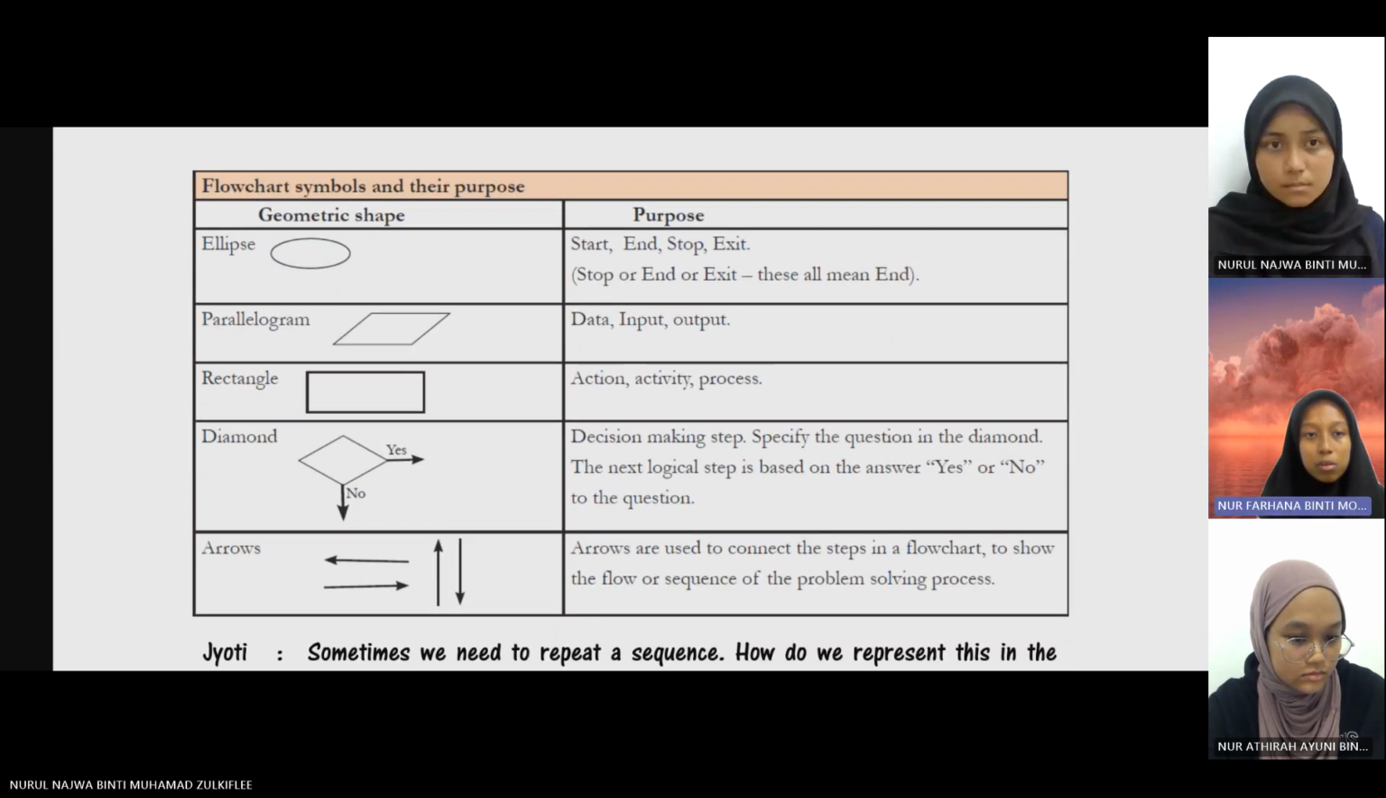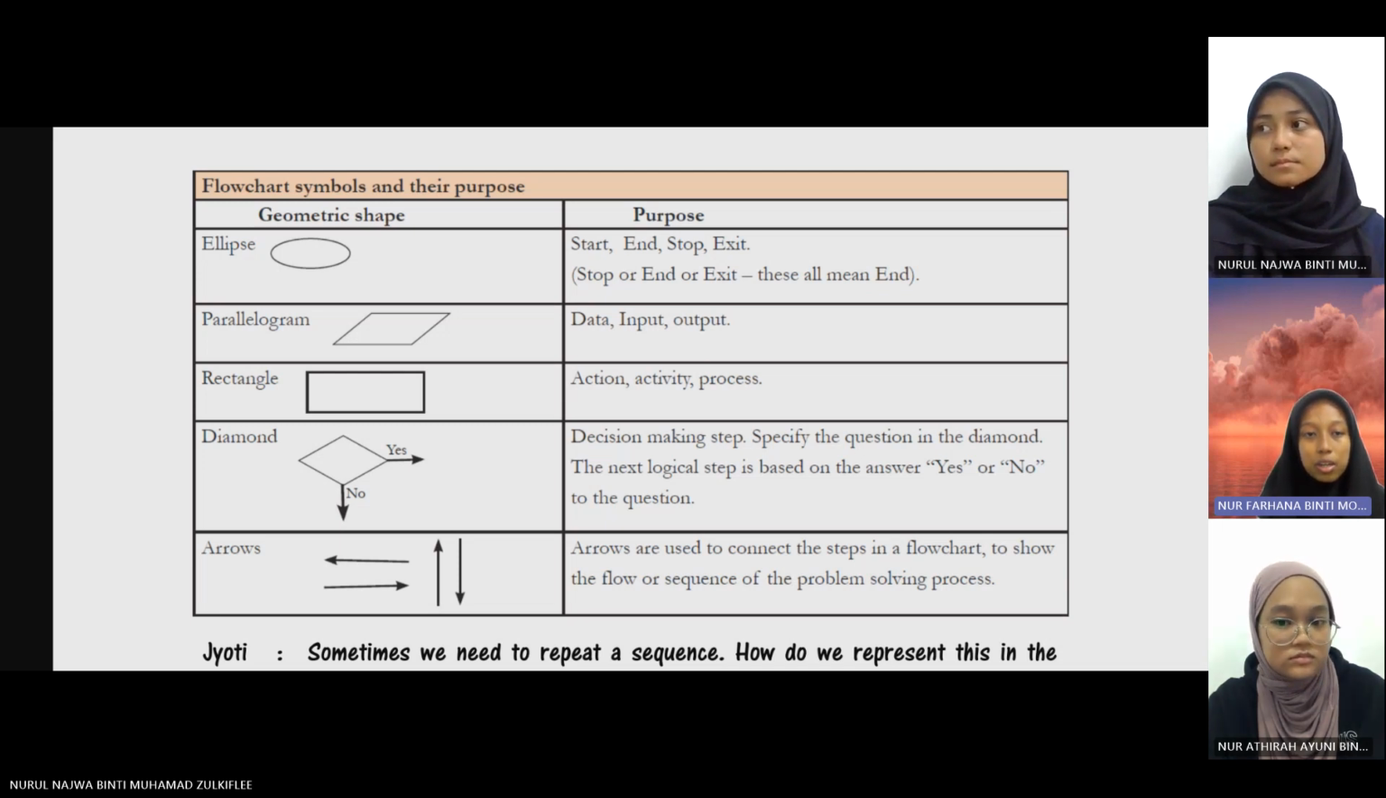And this is the table of flowchart symbols and their purpose. First, we have geometric shapes. We have five geometric shapes. The first one is the ellipse. The purpose is start, stop, end, or exit. These all mean end.